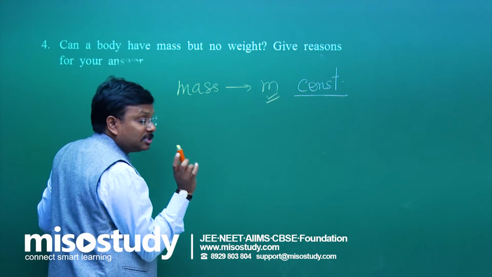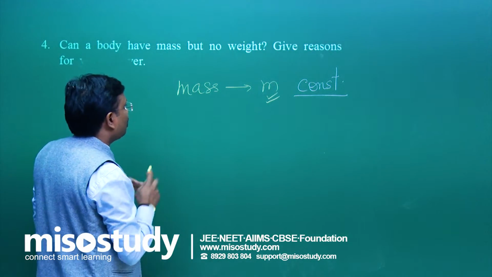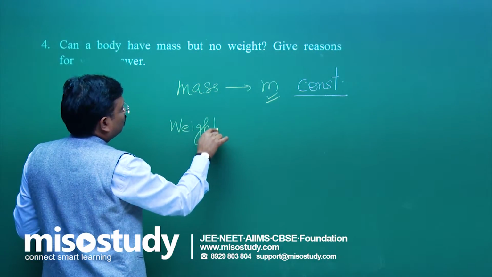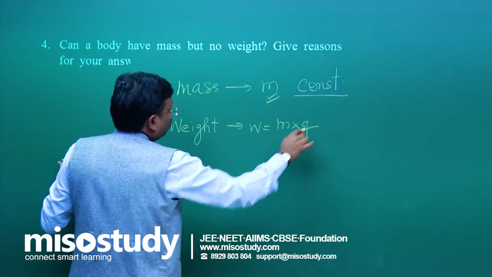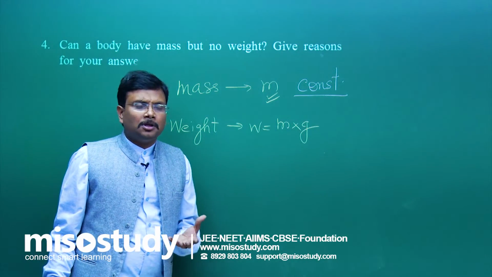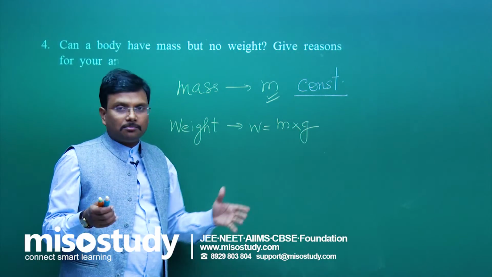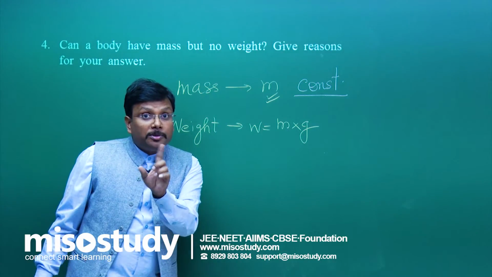Mass remains conserved, you cannot destroy or create it, but weight is W equal to m g. So if at any place, let us say in free space, there is weightlessness, so g is 0, so W is 0, but mass is not going to be 0.